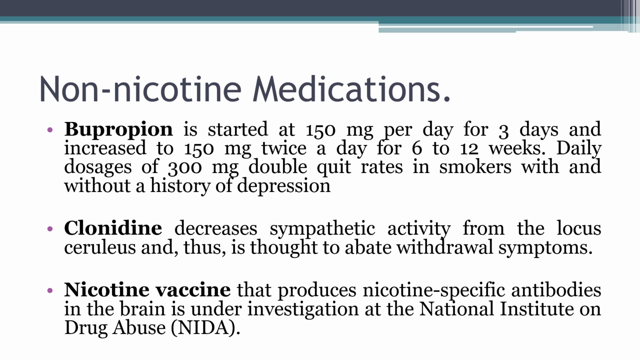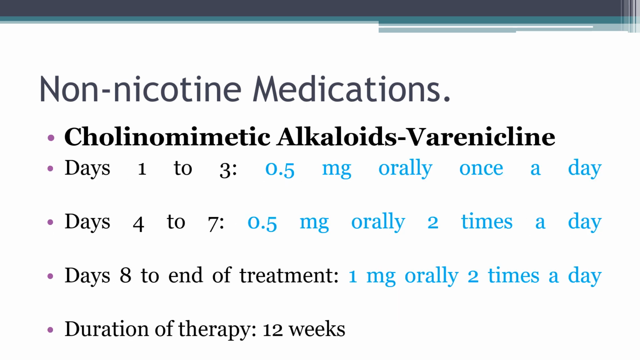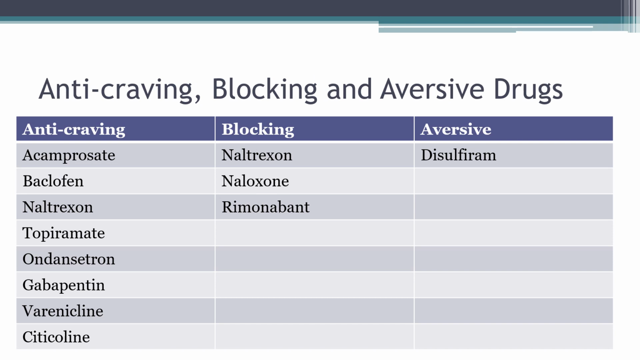There is one drug, varenicline, a cholinomimetic alkaloid, which is said to decrease the craving of nicotine. Doses: from day 1 to day 3, 0.5 milligram orally once a day is needed, and from day 4 to 7, 0.5 milligram orally 2 times a day is needed, and from day 8 to the end of treatment, 1 milligram orally 2 times a day is required, and the usual duration of therapy is around 12 weeks.